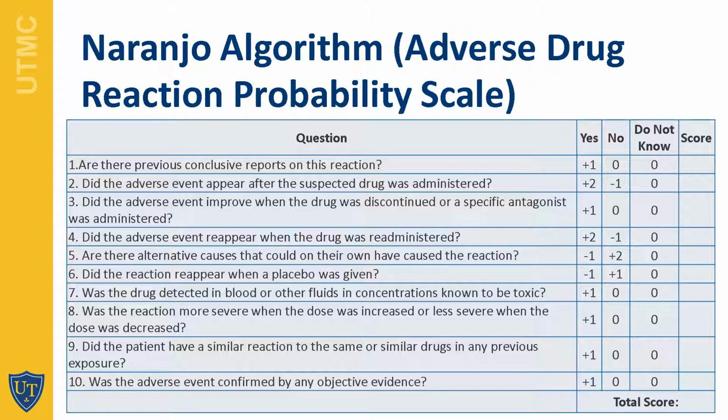It has other questions here like, are there alternative causes that could have caused a reaction? Did the reaction appear when a placebo was given? Was the drug detected in blood or other fluid concentrations known to be toxic? Was the reaction more severe when the dose was increased or less severe when the dose was decreased? Did the patient have a similar reaction to the same or similar drugs in previous exposure? And was the adverse event confirmed by any objective evidence? So you can use this scoring system either on the LiverTox website or there are calculators out there. But again, I do like how the LiverTox website walks you through how to use the algorithm.